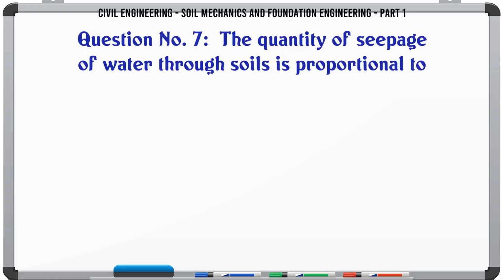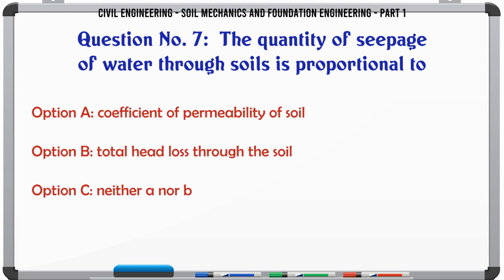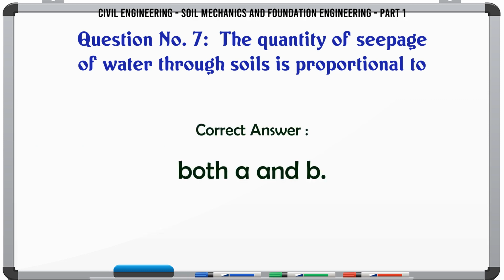The quantity of seepage of water through soils is proportional to: A. Coefficient of permeability of soil, B. Total head loss through the soil, C. Neither A nor B, D. Both A and B. The correct answer is both A and B.